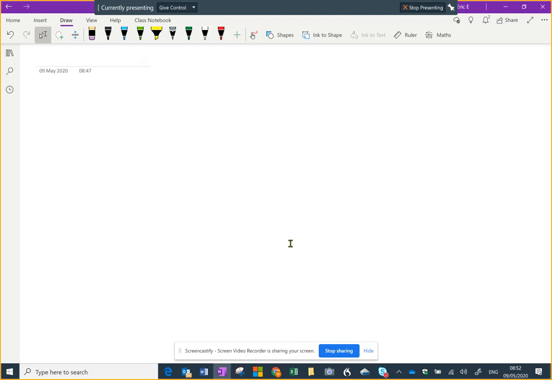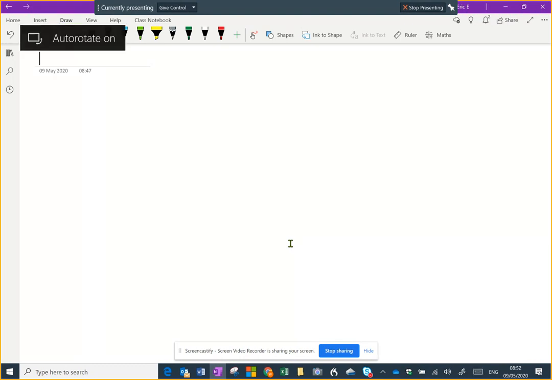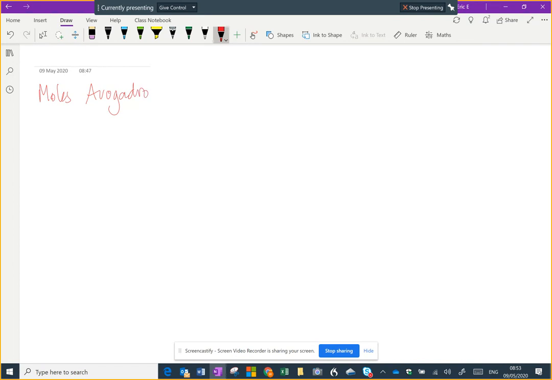And what I'm going to talk about as per the program this morning is moles, Avogadro, nucleons, and atomic mass units. So finally, we've reached some physics, and it's come out with a very thin red pen.